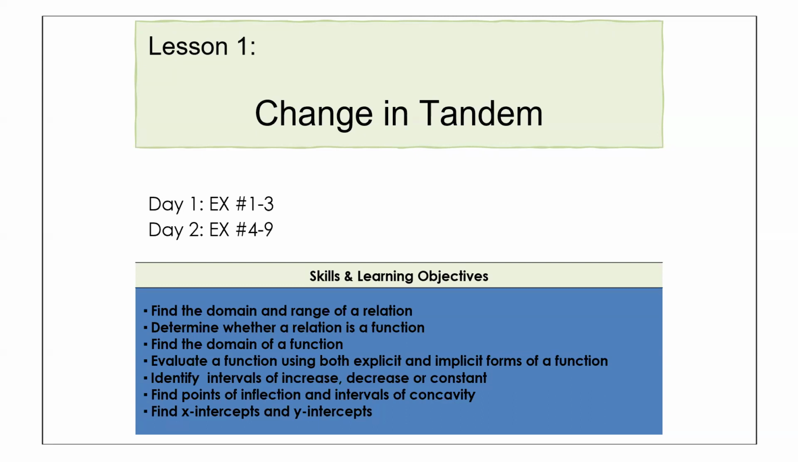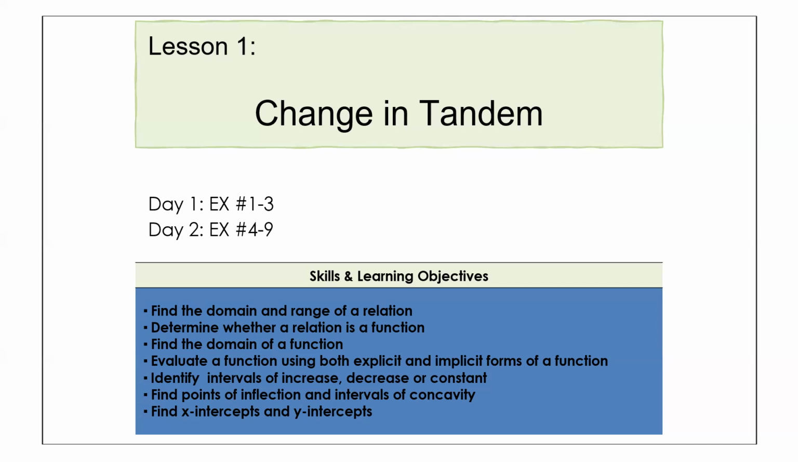Our objectives are going to be to find the domain and range of a relation. Raise your hand if that's something you can do. Stating domain and range of a relation. I should see all hands up at this point. Okay. To determine if a relation is a function. How do we feel about that? Okay. Finding the domain of a function. Okay. Still not seeing a lot of hands. Getting a little concerned. Evaluating a function using both explicit and implicit forms. It means expanded or small version. So evaluating, if I give you this, can you do that?